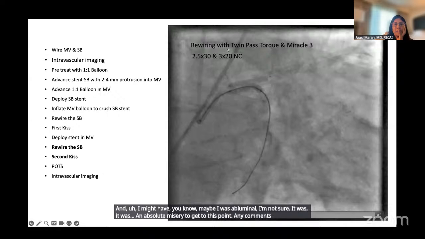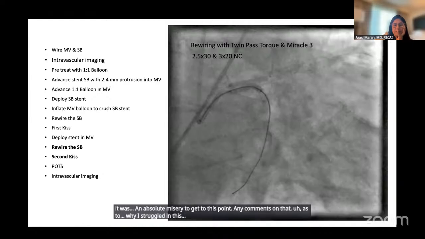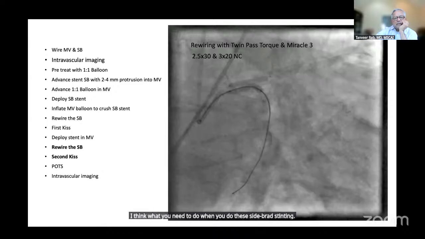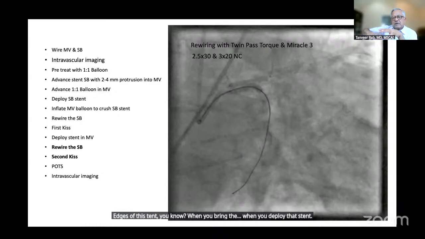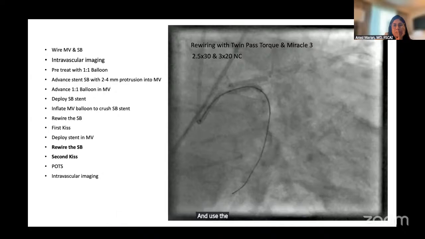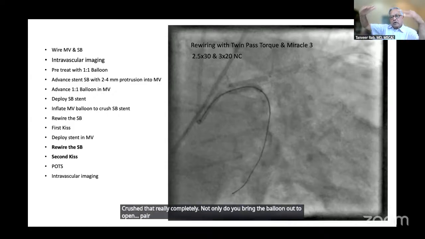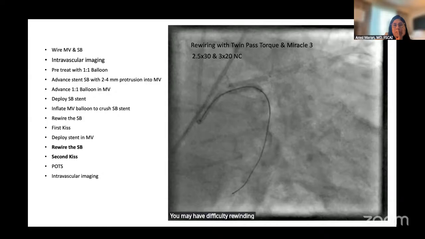Any comments on why I struggled in this specific space? I think when you do the side branch stenting, you've got to bring that balloon back and really dilate the ostium of the circumflex at high pressure. So you really pancake the edges of the stent when you deploy it, and it sort of pancakes its way out. And then when you use the balloon, the question that Rolanta asked, you should use the size of the ostium up to the ostium of the LAD. That's preserved, because you've got a wire across. And use the largest balloon possible. I would really crush that completely. Not only do you bring the balloon out to open these cells, you're going to crush it adequately to have a complete pancake. And that's why you may have difficulty rewiring, because you might be going abluminal.